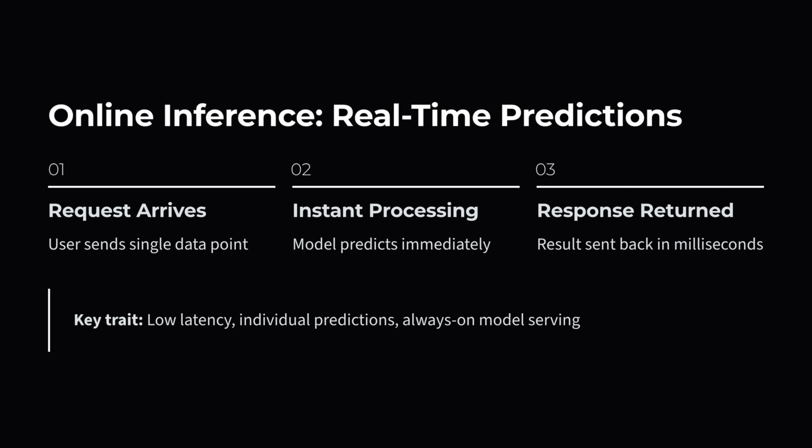Everything is designed around low delay, so engineers use auto-scaling, caching, and lighter models to keep things snappy. A strong interview line is, online inference handles real-time decisions where latency directly shapes the user experience. A common misconception is thinking online always means heavy infrastructure. In reality, good caching and optimized models reduce costs dramatically.